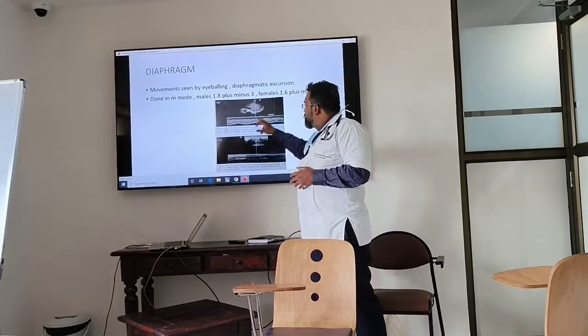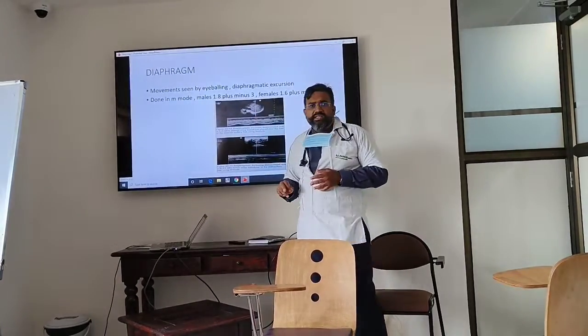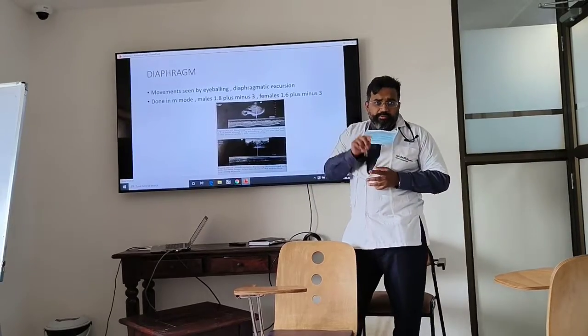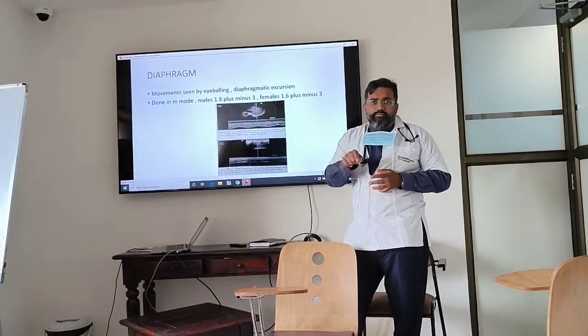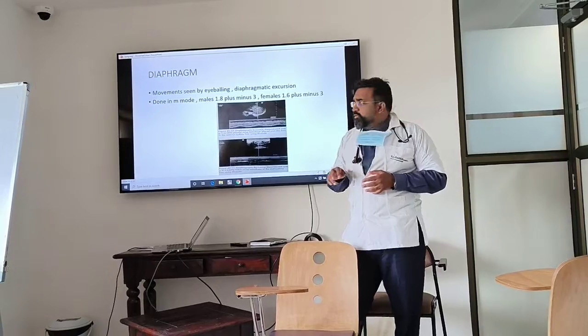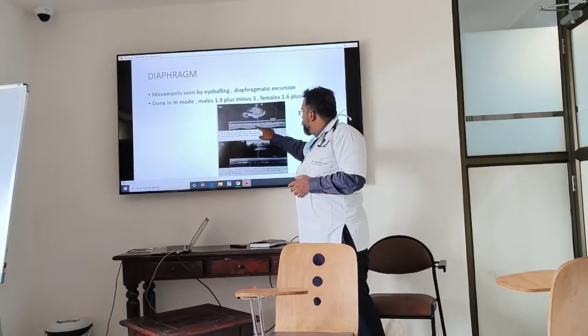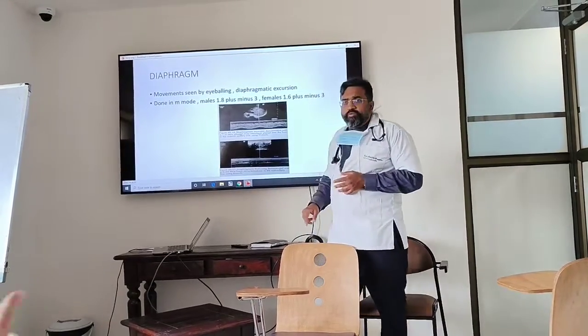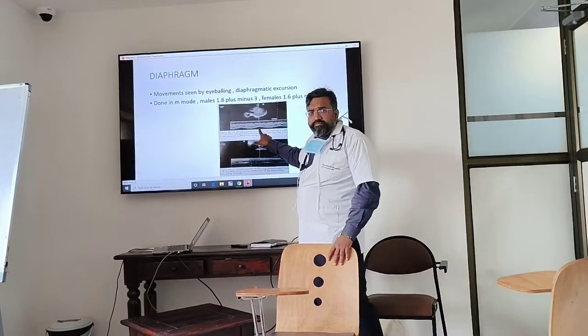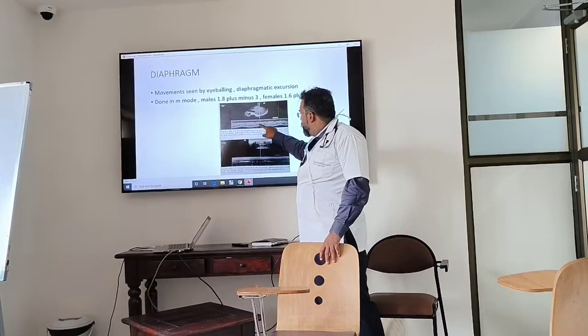Once I get this particular image, then I put the M mode right in the center of that image. I press M mode, the line will come there, and I press M mode again. When I put the M mode over there, I will see this movement. You see this movement? This movement that you are seeing here is the movement of the diaphragm.